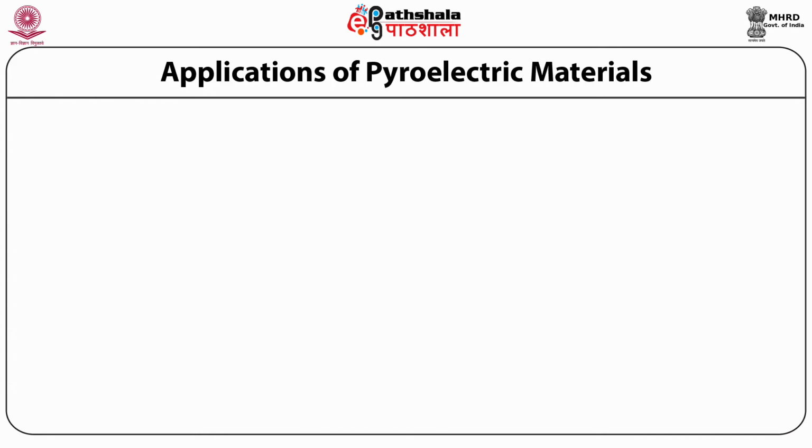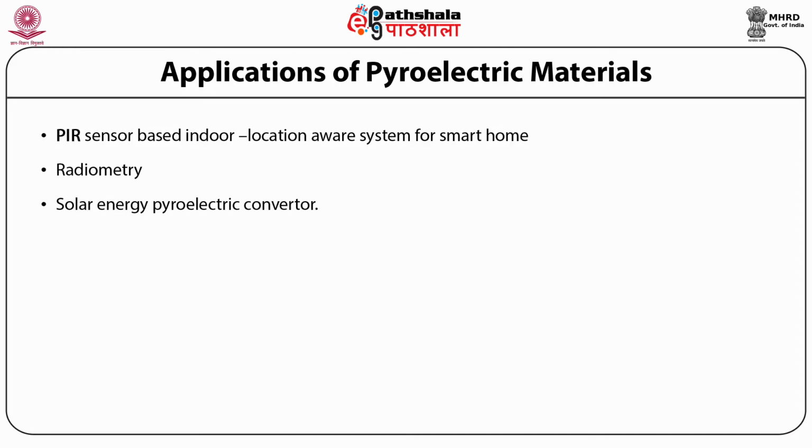Other applications of PIR sensors: they are being used as a PIR sensor based indoor location aware system for smart home. Next, in radiometry, a radiometer measures the power generated by a radiation source and is used to calibrate UV, visible, and infrared radiation sources. Next, detection and protection of wildlife. Pyroelectric IR devices can detect wild animals and their movement by using the difference of IR radiation in the environment.